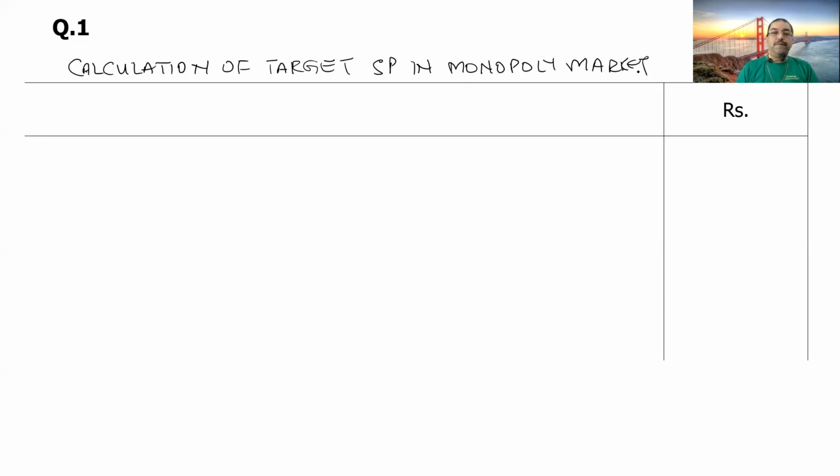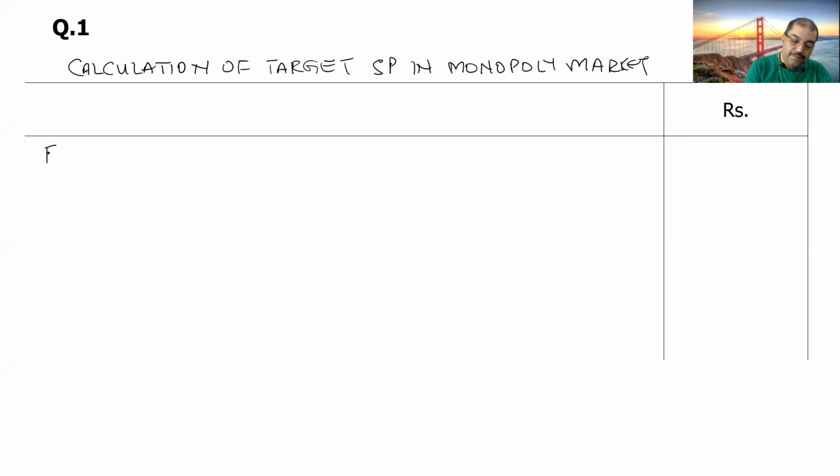Now, what I'll do is, I want to calculate the contribution. Contribution, there are two ways of calculation. First, selling price minus variable cost, which is not given in either of the two markets. Selling price is not given. You have to find it out. Second way of calculation of contribution is fixed cost plus profit. So I'll go for that method.